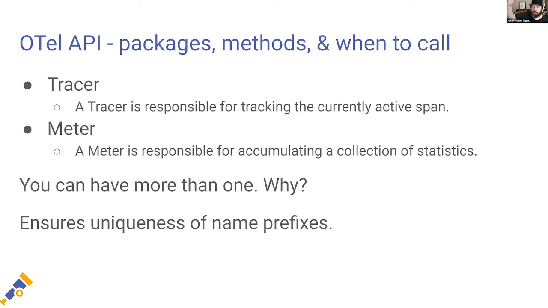So we'll start with the API, and this is the part that if you are instrumenting software, it's the part you're going to become familiar with. There's two basic primitives. There's a tracer and a meter. A tracer is responsible for managing access to a span, managing span creation, lifecycle, and a meter is what accumulates statistics. So you create a metric instrument off of a meter, and record counts or gauges or whatever against that. You could have unique ones of these within the same process. So I could have multiple tracers in one process, and this is done to help namespace the telemetry data that you're creating.